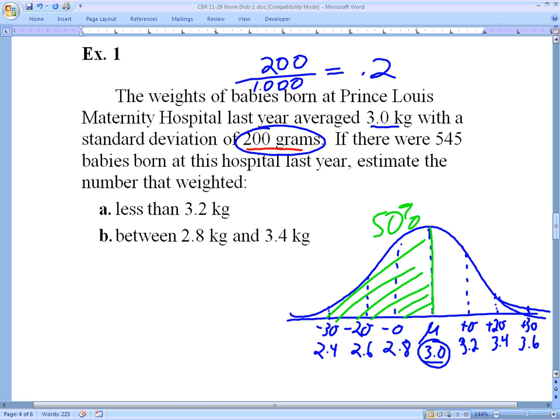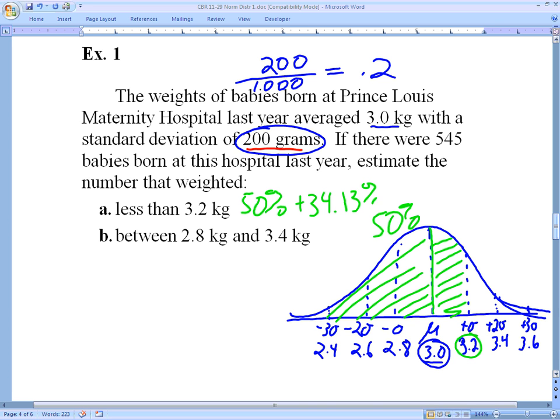But then I also have one more standard deviation to the right to get me up to 3.2. So I'm looking at all these people who are less than 3.2. Again, I already know that that's 50%. Plus, we know from that previous chart that we had, one standard deviation to the right, we said, was 34.13%.